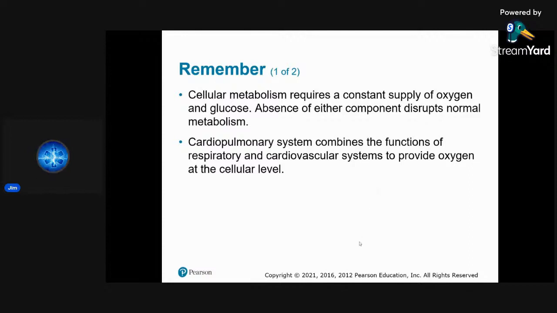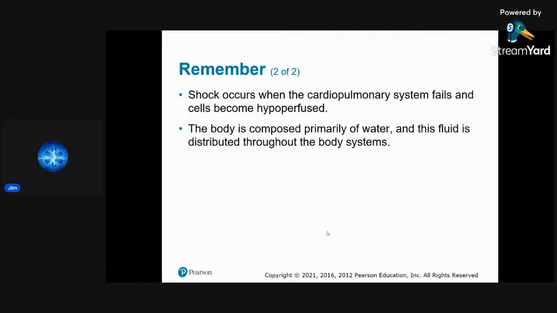The cardiopulmonary system combines the function of both the respiratory and cardiovascular systems to provide oxygen and nutrients at the cellular level, and they have to work together for normal function. Shock occurs when this cardiopulmonary system fails, or the cells become hypoperfused. The body is composed primarily of water, and this fluid is distributed throughout the body and controlled by the brain and kidneys. Remember that.